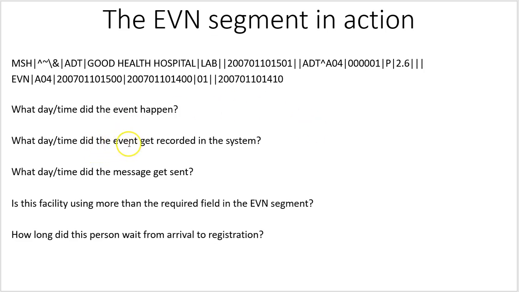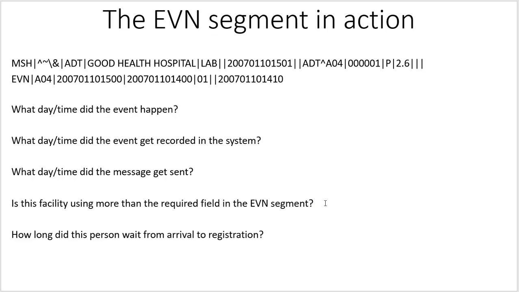What day and time did the event get recorded in the system? Well, it got recorded 2007, January 10th at 1500. That's 3 p.m. So the patient checked in, then later on the ADT message got sent. What day and time did the message get sent? It actually got sent the same day, 1501. So the patient checked in, later on the registration was placed, and then the message was actually processed by the system at 1501.